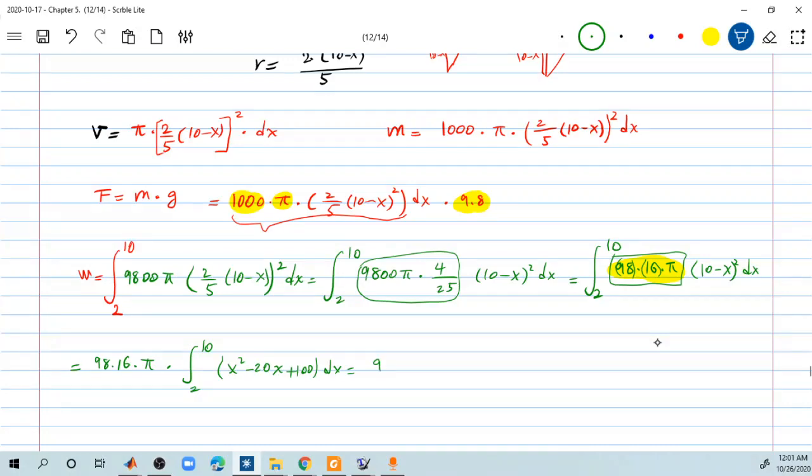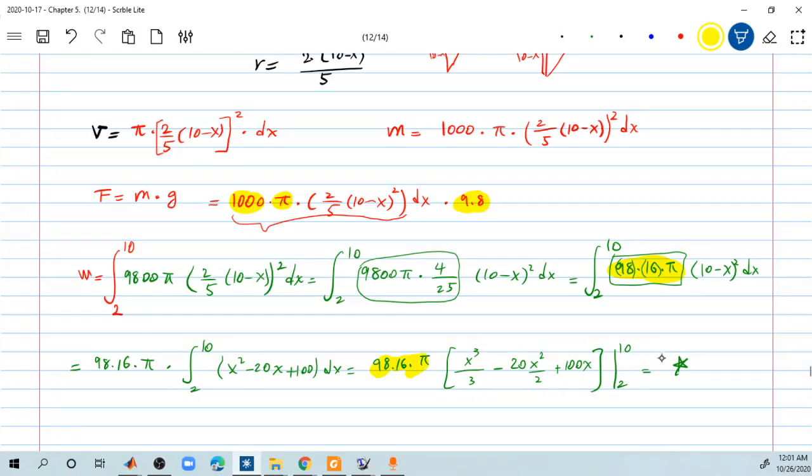So what we have is 98 times 16 times pi multiplied by the antiderivative, which would be x cubed over 3 minus 20x squared over 2 plus 100x, evaluated from 2 to 10. You can replace 10 and 2, and whatever you get would be the result of the work done. And you can multiply this number at the end by 98 times 16 times pi.